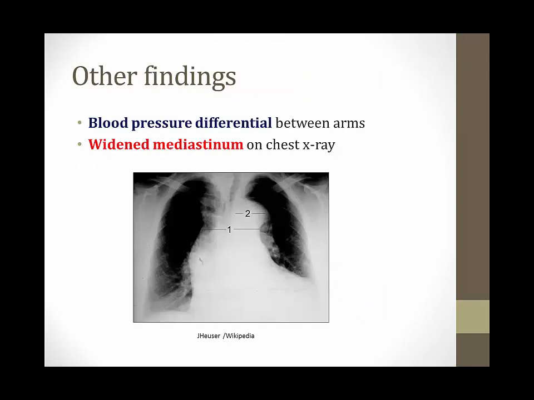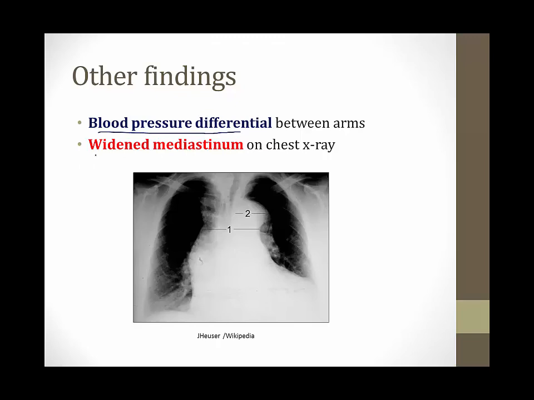Two other classic findings seen in aortic dissection include a blood pressure differential between the arms. For example, the systolic blood pressure in the left arm could be 180 and in the right arm it could be 120. That difference occurs because blood flow is obstructed to one arm by the aortic dissection.